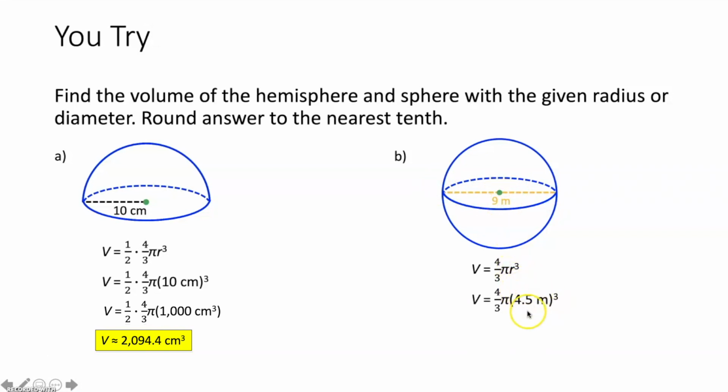Plug that in for r. We then cube that and then multiply that by 4/3 pi out front, and we end up getting that the exact volume of this given sphere is 121.5 pi meters cubed, or cubic meters. But this doesn't want the exact volume. It wants you to round your answer to the nearest tenth. So we take 121.5, multiply by pi in our calculator, round to one decimal place. We get the approximate volume of this sphere is 381.7 meters cubed, or cubic meters.